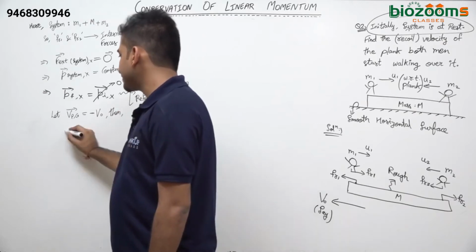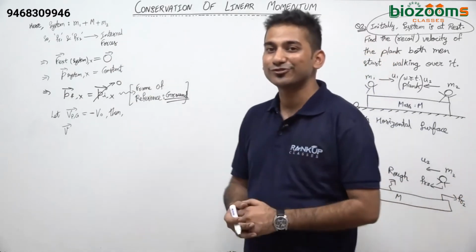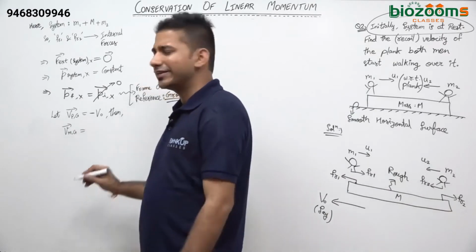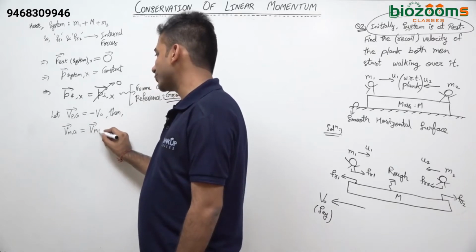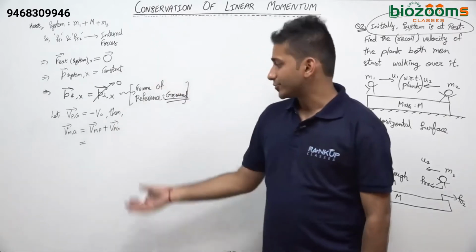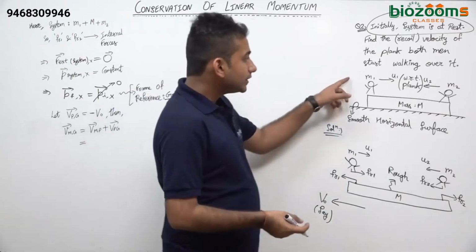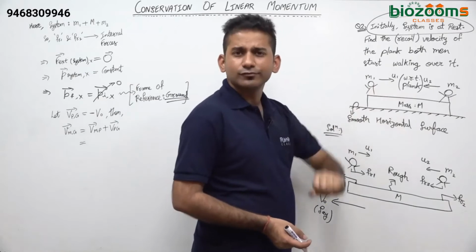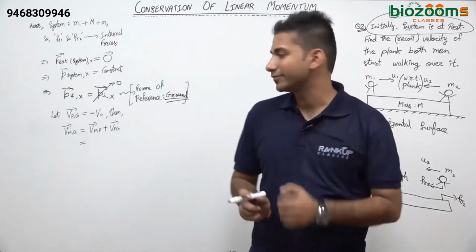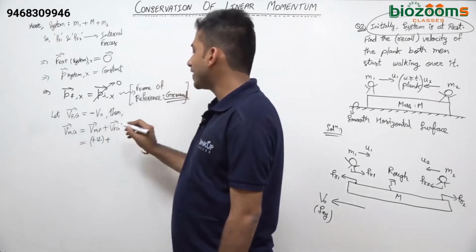Then we also need the individual particle linear momentum with respect to the same frame of reference, that is ground, which means the velocity of m1 with respect to ground. By relative velocity, can we write the velocity of m1 with respect to plank plus the velocity of plank with respect to ground? Simple. Now substitute the values according to sign convention. The velocity of m1 with respect to plank: m1 is walking over the plank in the forward direction with velocity u1. Since the direction is forward, we take it as positive. So it will be plus u1 plus the velocity of plank with respect to ground.